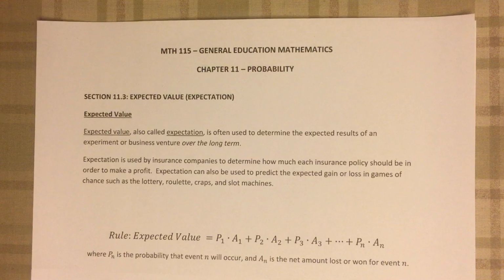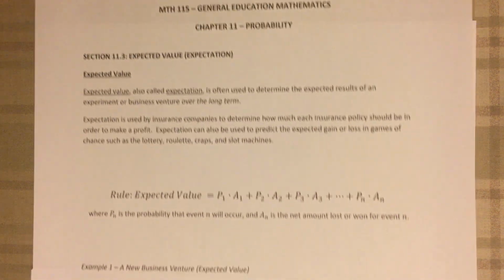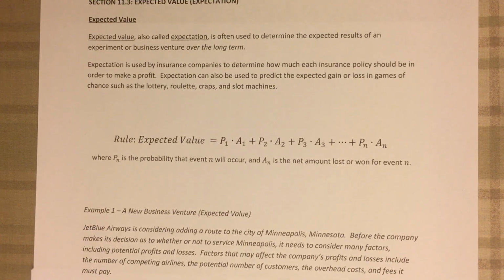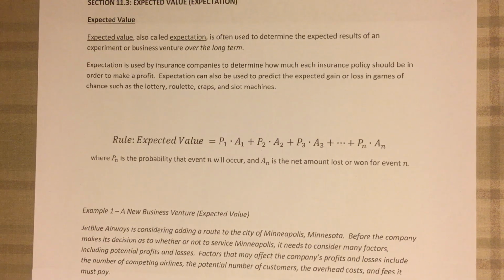Expectation or expected value is commonly used by insurance companies. It can also be used to make other predictions about expected gains or loss in general, such as the lottery, roulette, craps, and slot machines. All right, our rule for expected value is pretty simple. We do see some subscripts here, but the idea is that we're going to take our probability of each different event occurring times the net amount that is either won or lost for each event.